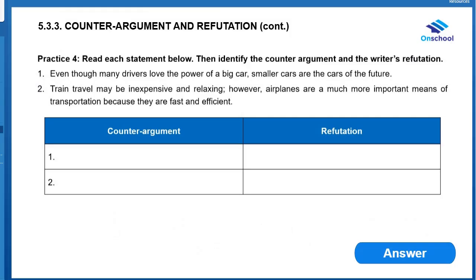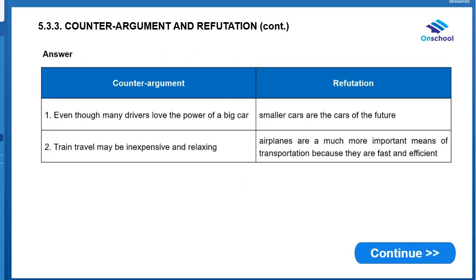Let's do some practice to help you see how this works. You need to read each statement below, then identify the counter-argument and the writer's refutation. And here is the answer. This helps you see that although there might be some counter-arguments, the writer can refute and prove that his or her opinion is convincing.